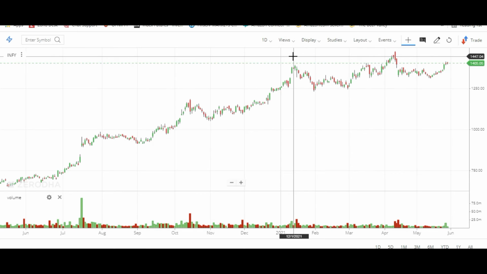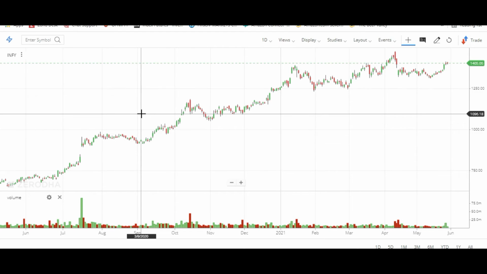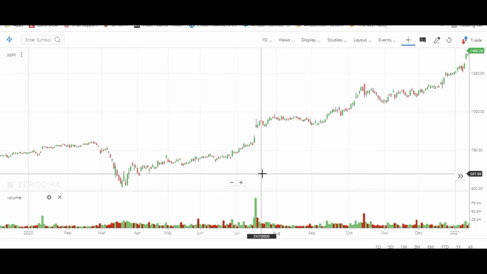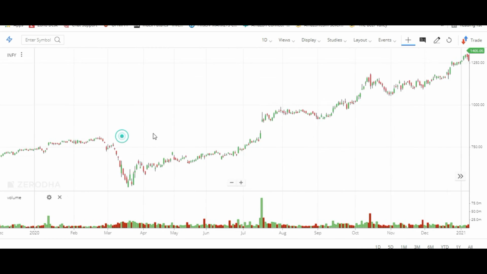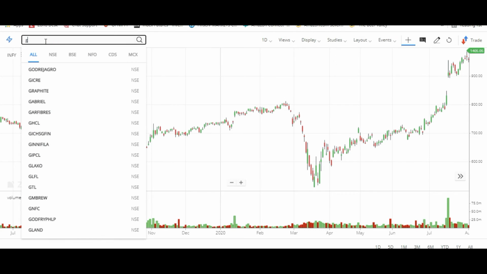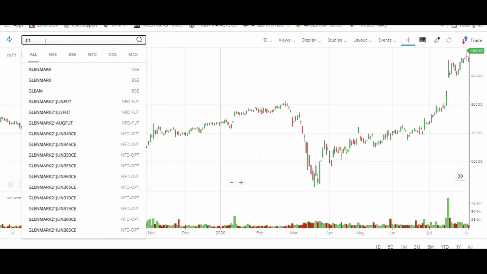Getting this kind of number, that is 65 to 70%, right? So that's the importance of the volume. If you see a phenomenally higher volume, you must be able to infer something. A very recent phenomenon that I personally tracked is Glenmark.